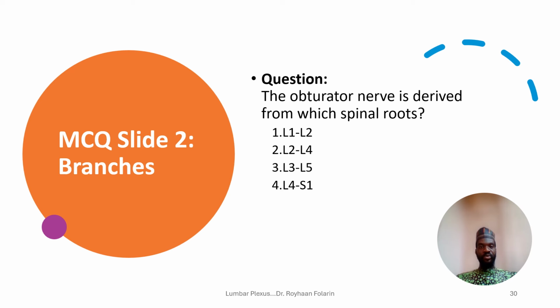That should be helpful. So let's pause to test how far we have come. The obturator nerve is derived from which spinal root? Obturator nerve is derived from which spinal root? So you may tell me.